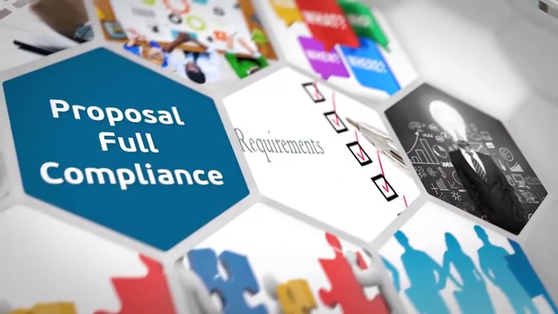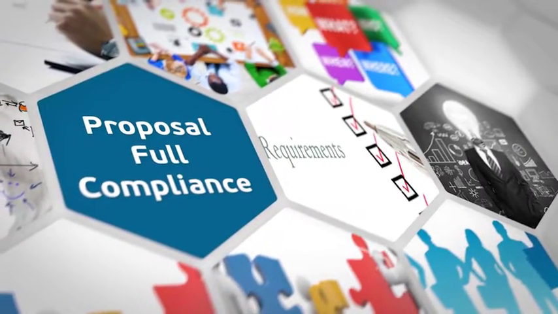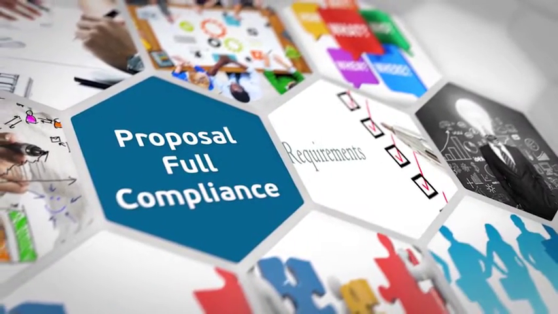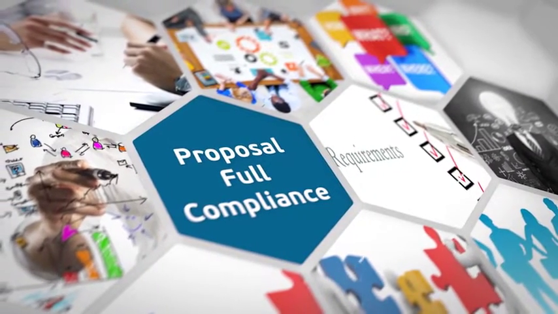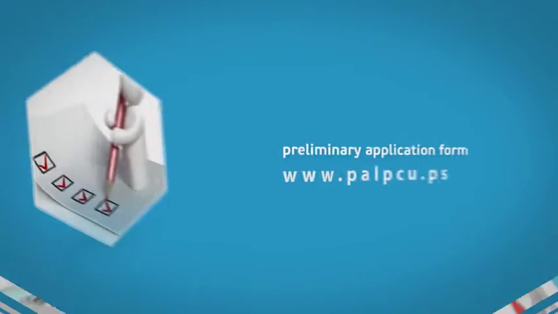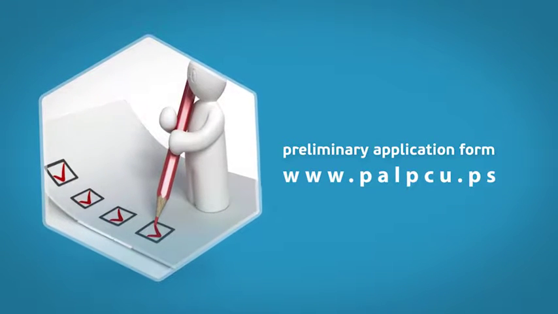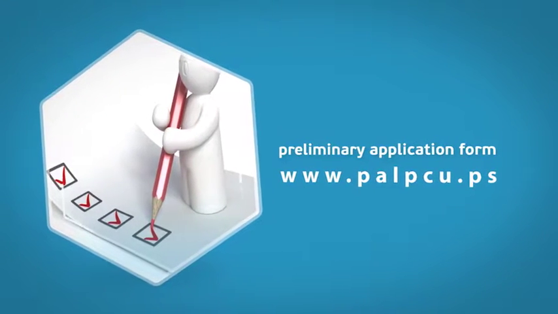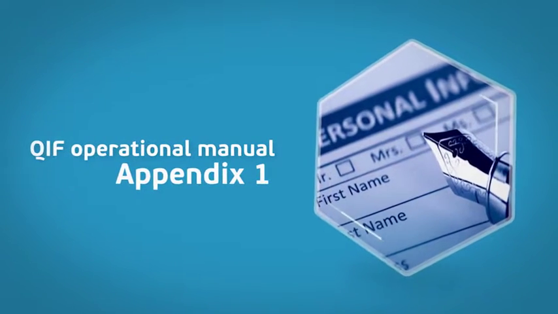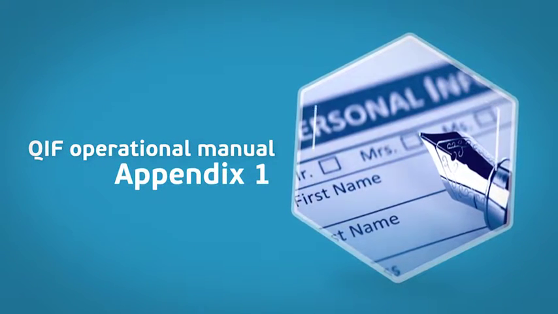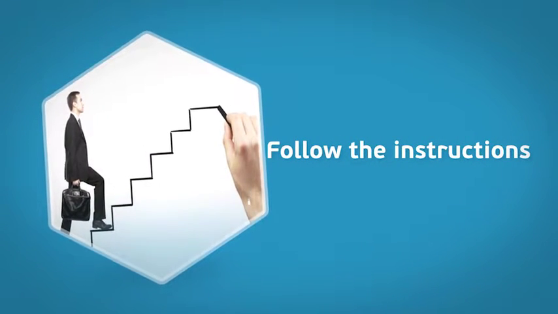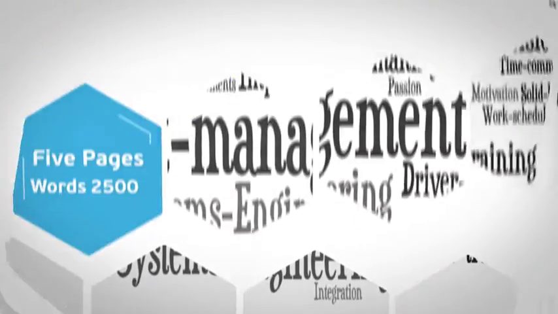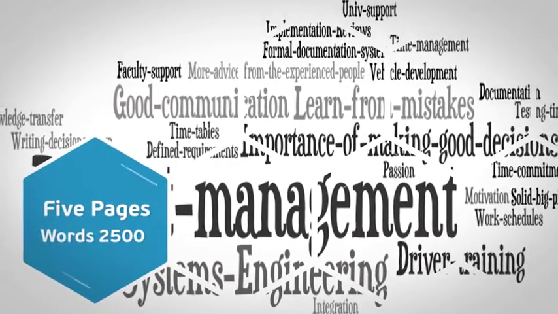Before beginning to write the proposal, make sure you revisit Spot 2, Part 2 to ensure full compliance with QIF grants. The preliminary application form is usually available on www.palpcu.ps and in the QIF Operational Manual Appendix 1. While developing the proposal, it's important to follow these instructions and make sure the overall proposal does not exceed 5 pages and/or a maximum of 2,500 words.